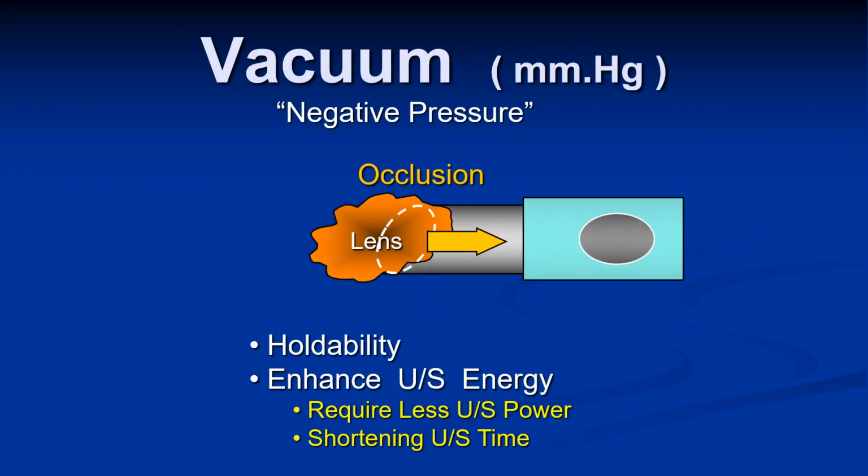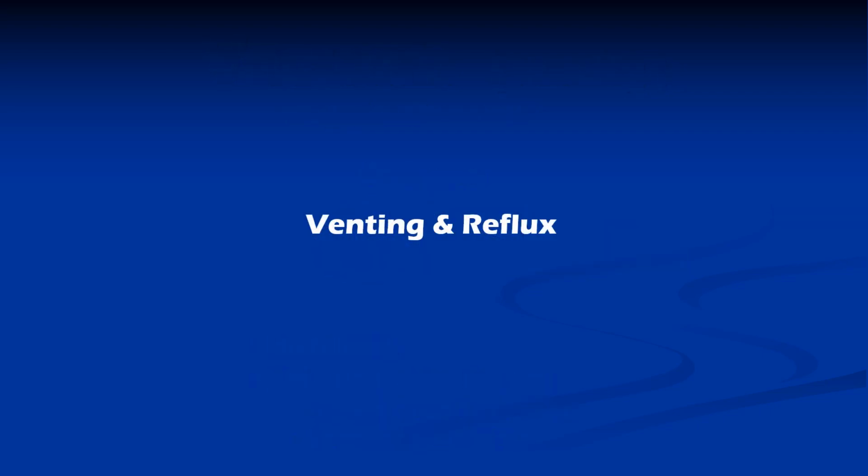Vacuum is a negative pressure that rises when there is occlusion. Vacuum determines holdability and enhances emulsification by US energy. Higher vacuum requires less US power and energy. There are two systems that we should know: the venting and reflux systems.